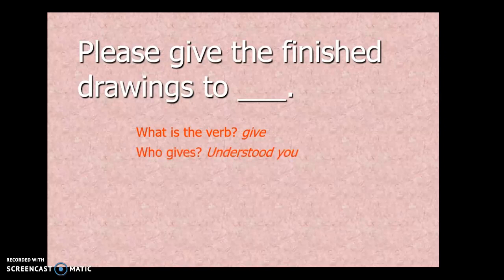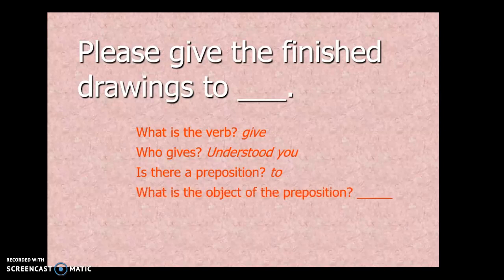Okay, now this is a good review. So the verb is give and it's understood you. There is a preposition and it's to. And the object of the preposition is me. Okay, is this making some sense? Now, these are pretty easy. The subjective case and the objective case, these are pretty easy. But when we get to using predicate nominatives, and we'll go over that later, that's when it gets a little tricky.